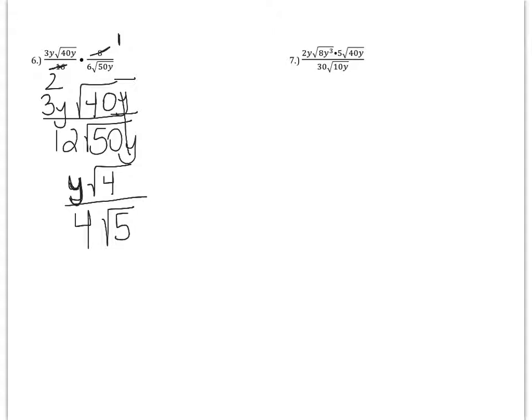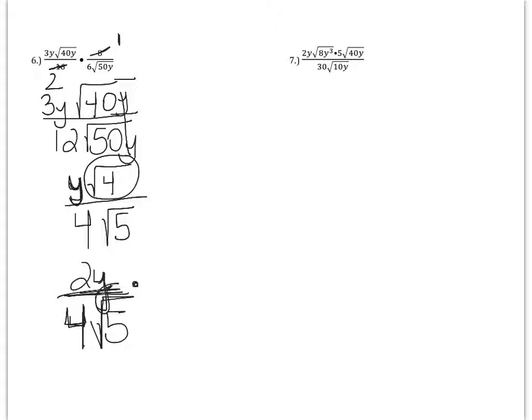So you always want to reduce first. Then the next thing I'm going to do is say, well, are there any radicals that I can fully simplify? Yeah, the square root of 4 is 2. So the top is 2y over 4 square root of 5. Now at this point, I have two choices. I can get rid of the radical in the denominator. I can reduce 2/4 to 1/2 if I want.